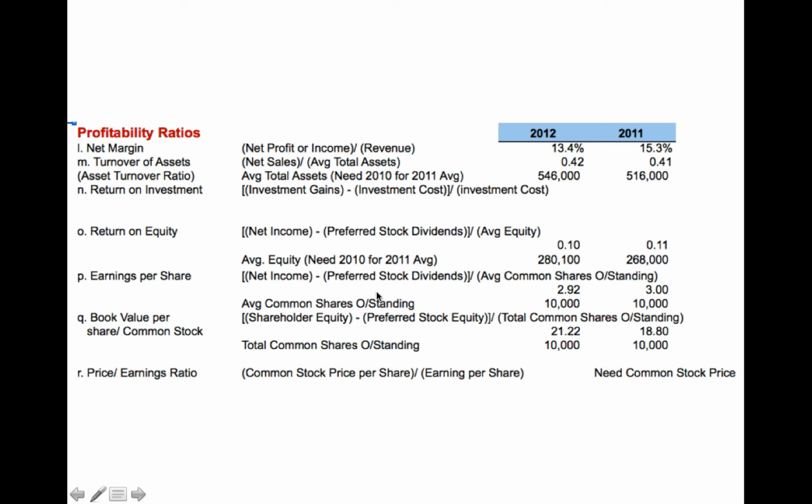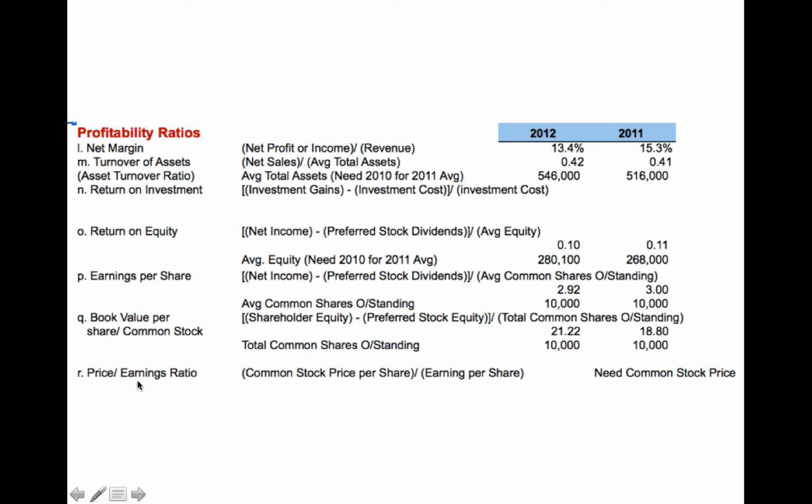Earnings per share, a very similar calculation. Book value is defined as assets less liabilities, which is thought of as the true value of your business. So a lot of people look at book value per share of common stock. How much book value do you have per common share?